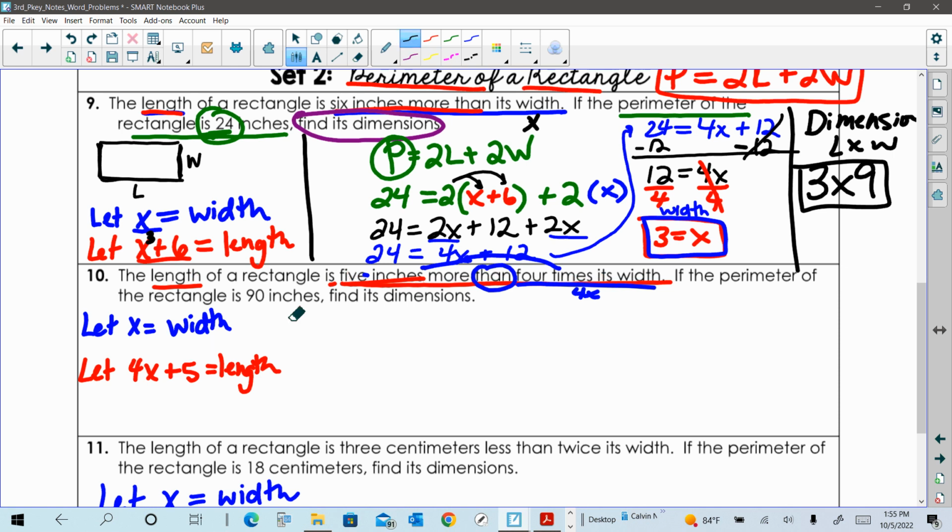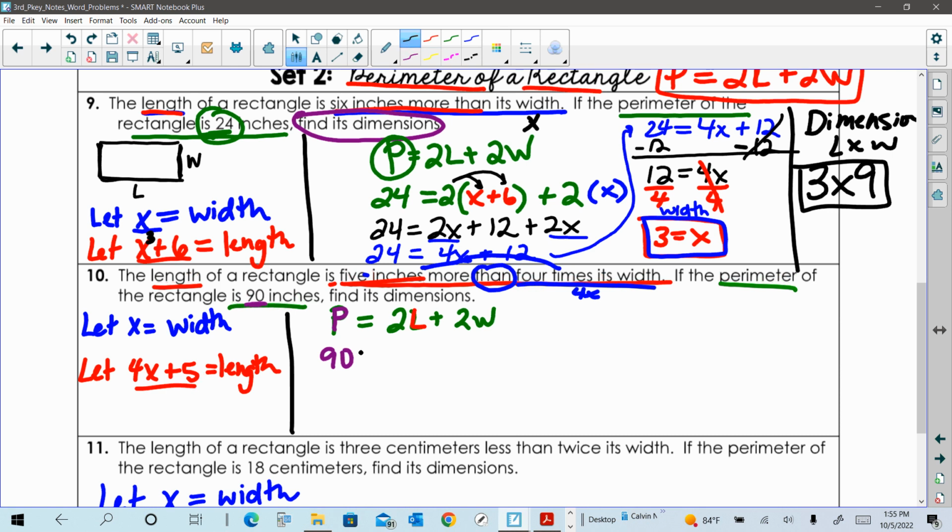We're going to go to writing our equation. So look at our second sentence here. If the perimeter of the rectangle is 90 inches, so perimeter is 90 inches. Remember, the formula that we're using for perimeter is P equals 2L plus 2W. So I already know the perimeter is 90 inches. That represents the P, so I'm going to put the 90 there. And then I need to substitute for my L, for my length. Well, that was the 4x plus 5.